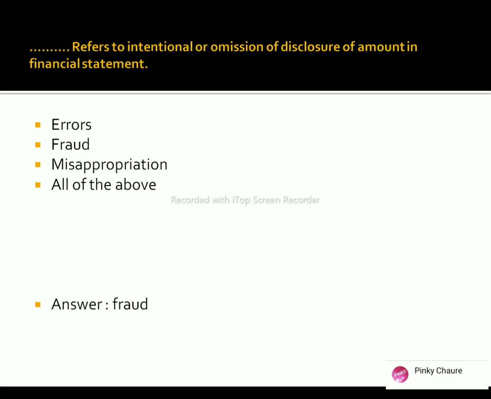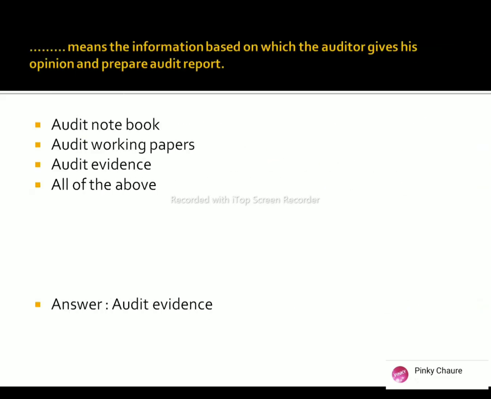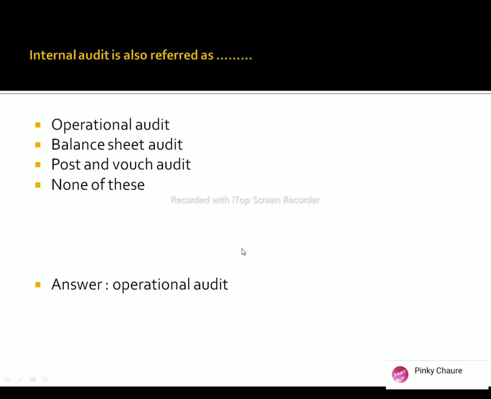Dash refers to intentional commission or omission of a disclosure of an amount in the financial statement. Option is errors, fraud, misappropriation, all of the above. Answer is fraud. Dash means the information based on which the auditor gives his opinion and prepares the audit report. Option is audit notebook, audit working paper, audit evidence, all of the above. Answer is audit evidence.